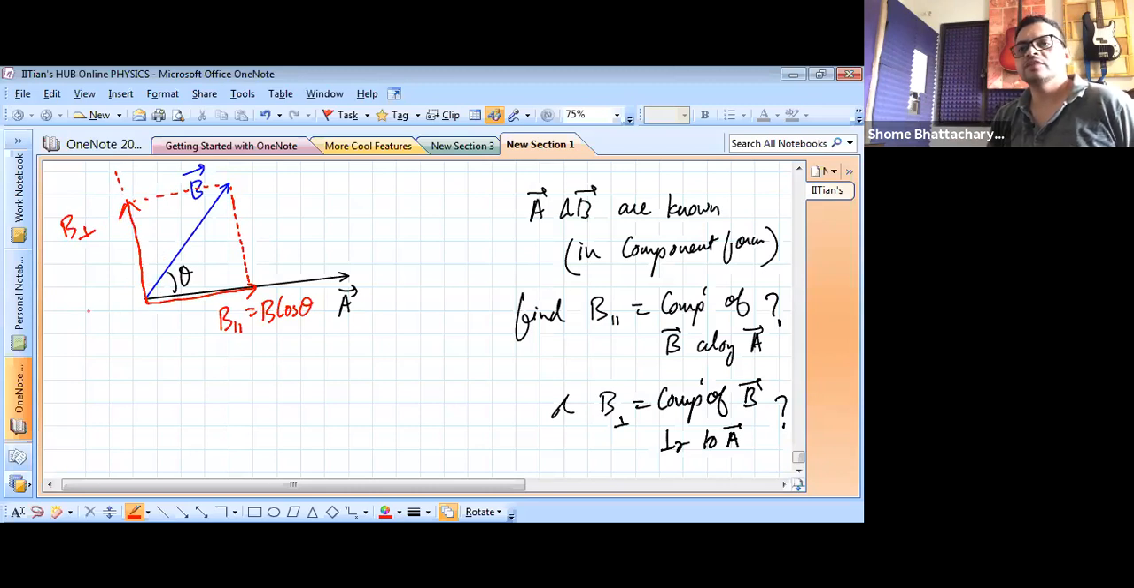The component of one vector. Okay, so just read this part, you'll understand what we do. So A and B are known in component form, and we want to find these two things: the component of B along the vector A, which we are calling B parallel, and the component of B perpendicular to the vector A, which we are calling B perpendicular. Like this. As you can see, B perpendicular is nothing but B sine theta. So how to find this?